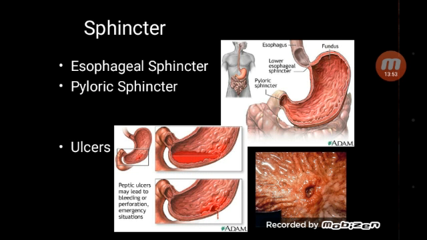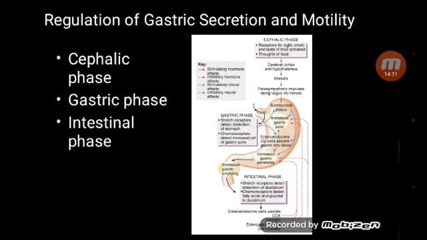Next, we want to know about the proximal stomach and distal stomach. So coming to the proximal stomach. The proximal stomach consists mainly of the fundus and the major part of the body of the stomach.